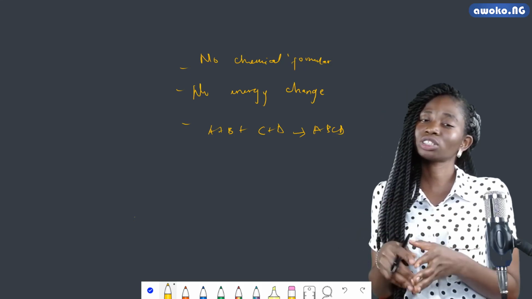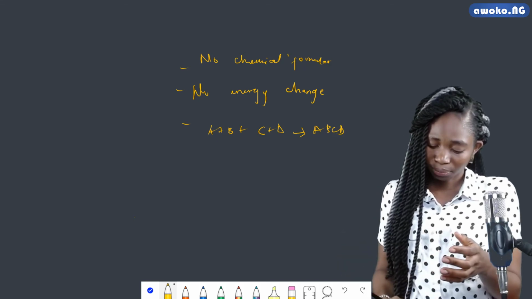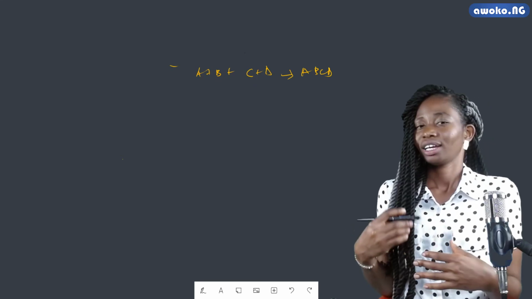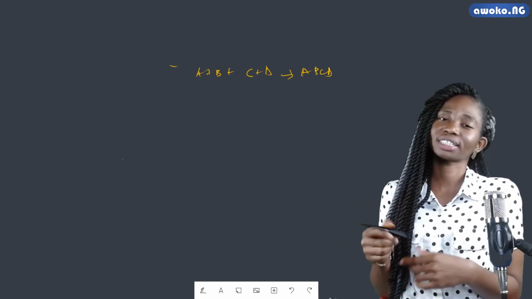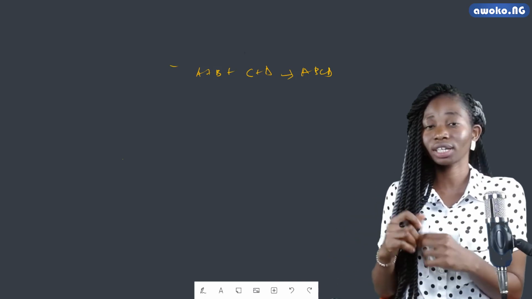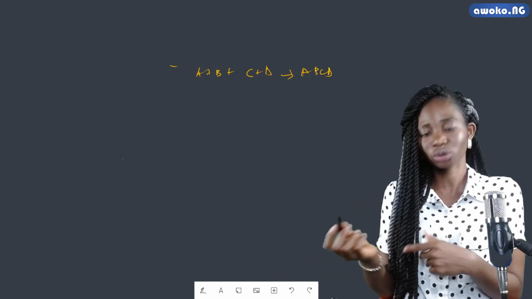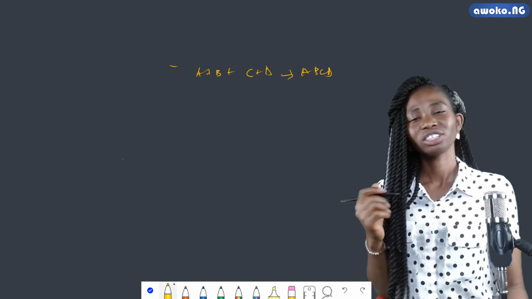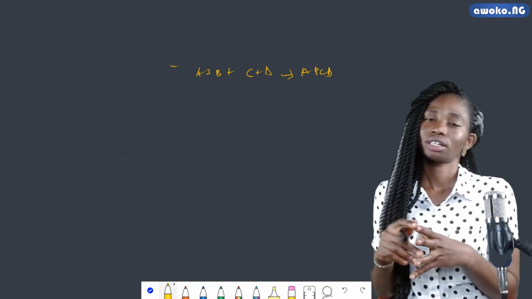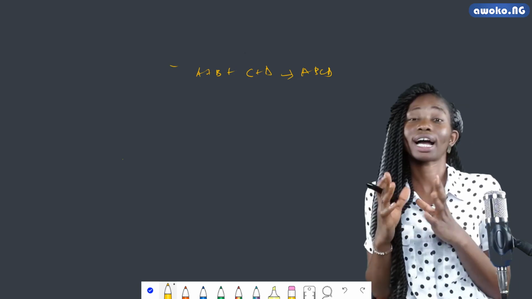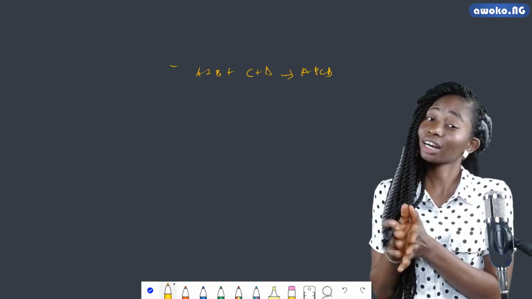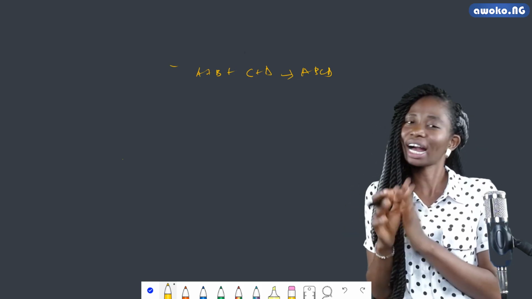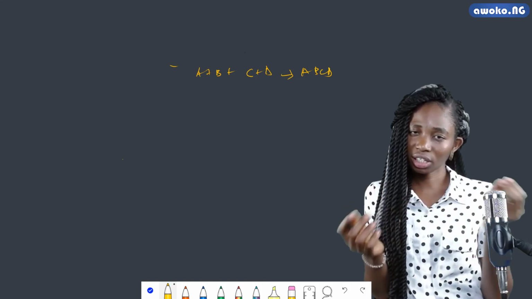But this is not the same for compounds, because when the atoms of these elements go into reaction, an entirely new substance is formed, which we refer to as a chemical change. And that means the properties of that substance automatically change. So you can't say that sodium chloride has the same property as sodium, or neither could you say that sodium chloride has the properties of chlorine. Sodium chloride definitely has a different property from the individual constituents.